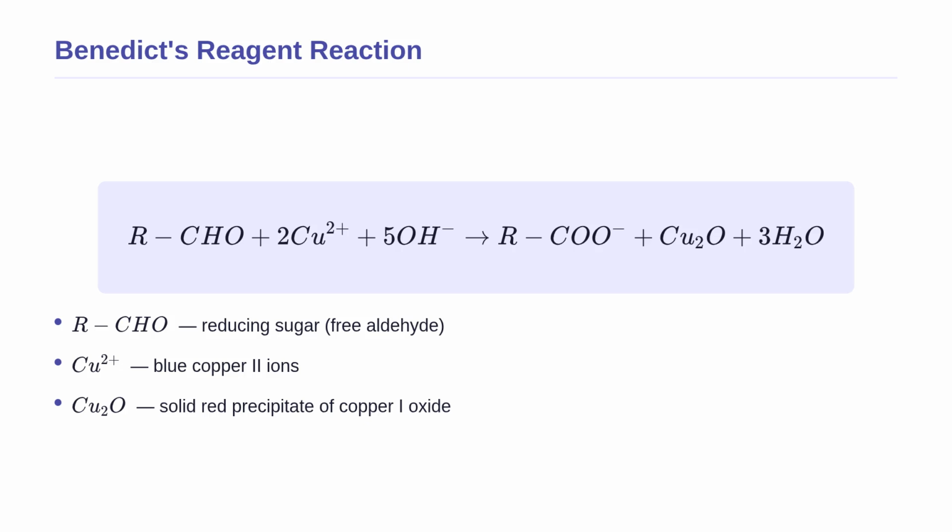To understand how the diabetes test works, we must look at the chemical equation for Benedict's reagent. This formula shows the reducing sugar, represented by RCHO, reacting with blue copper 2+ ions in an alkaline solution. When the sugar reacts, it is oxidized into a carboxylic acid, while the copper ions are reduced to form copper 1 oxide, which is a solid red precipitate. If the concentration of the reducing sugar in the sample increases, the amount of red precipitate also increases proportionally, allowing us to measure the sugar levels.